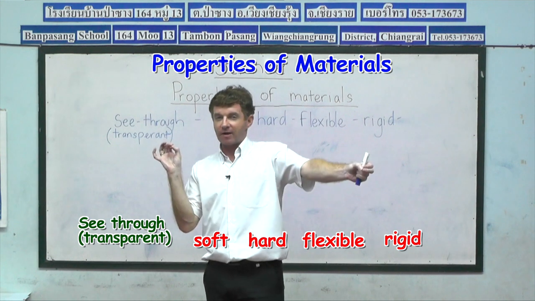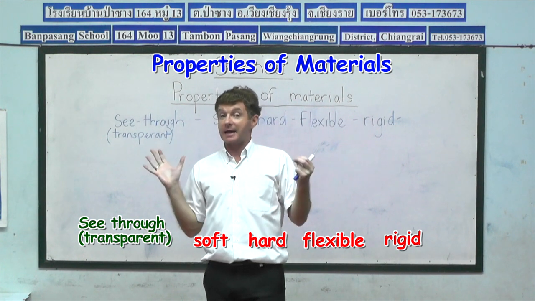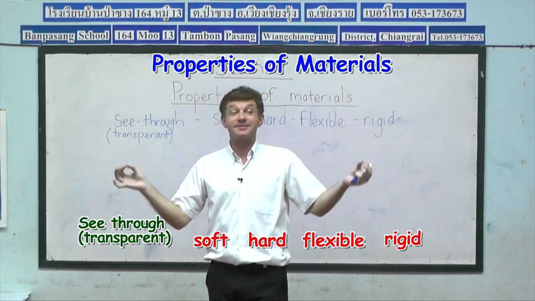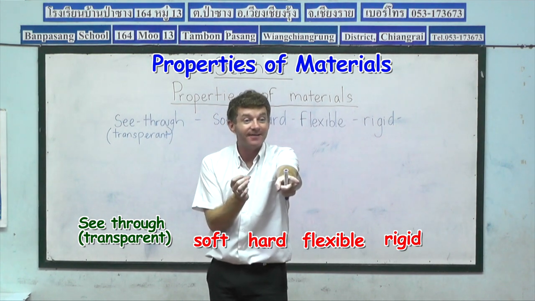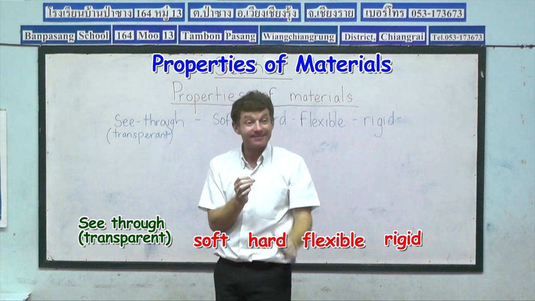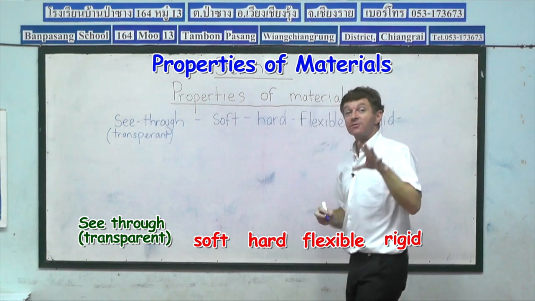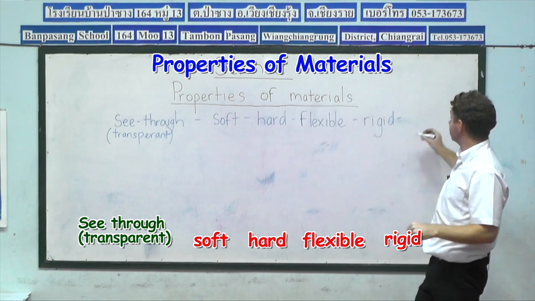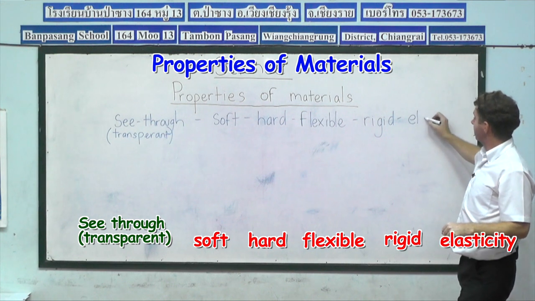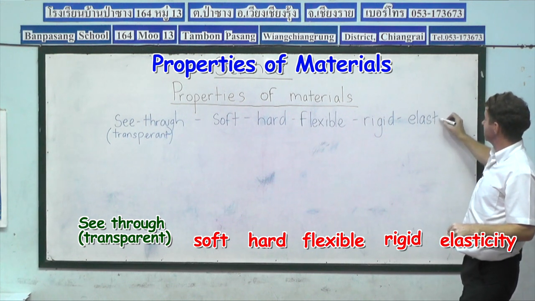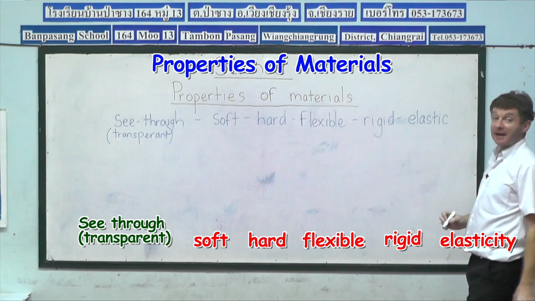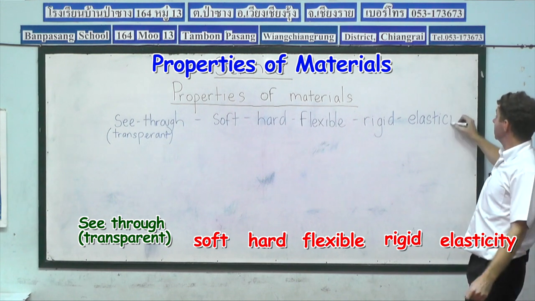And then a final property that we've learned so far was in the last lesson, the experiment. Remember, when we try to stretch things and then we let go. And if they stretch and if they go back, they are elastic. Yeah, it was demonstrating elasticity. So that is a type of property too. E-L-A-S-T-I-C. Elastic or elasticity.